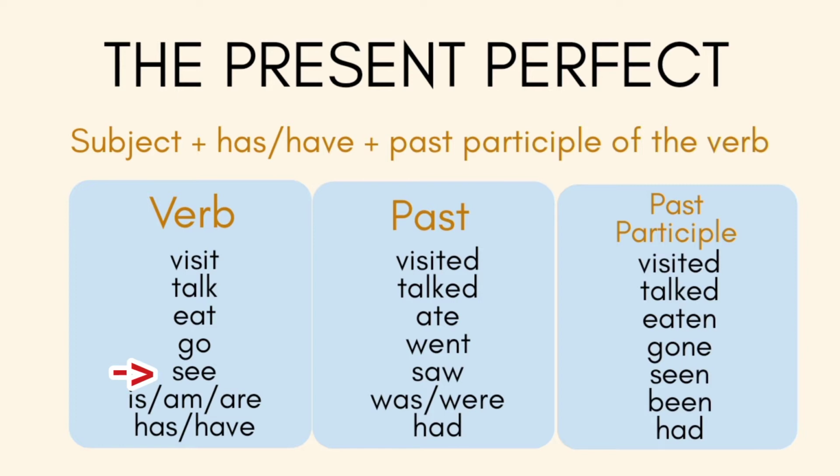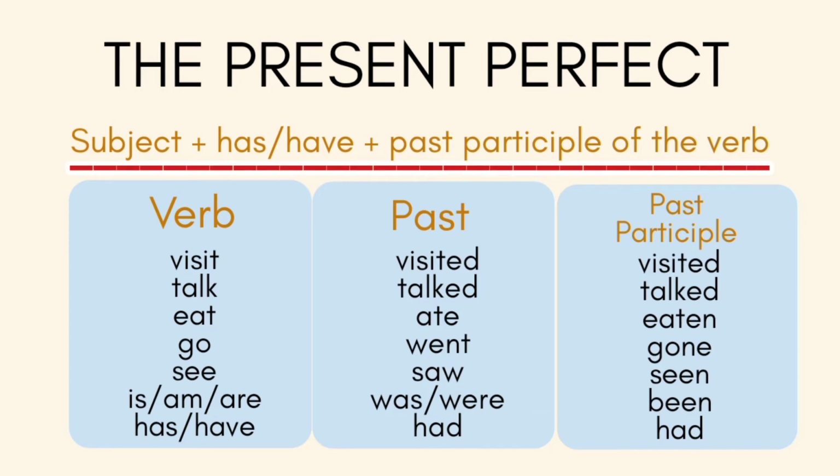See, saw, seen. And the be verb is, am, are. Past form is was and were. And the past participle is been. And has and have, the past form is had, and the past participle is also had. So for the present perfect sentence, we only use the past participle form of the verb. Again, the format is subject plus has or have plus the past participle form of the verb.